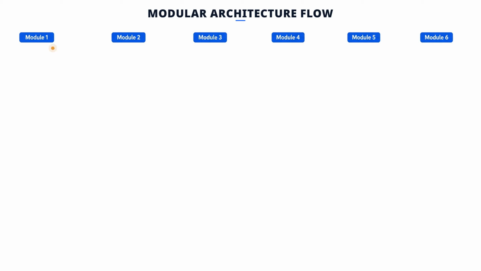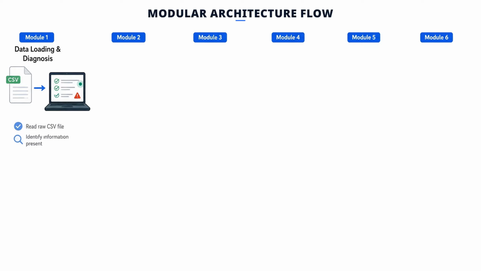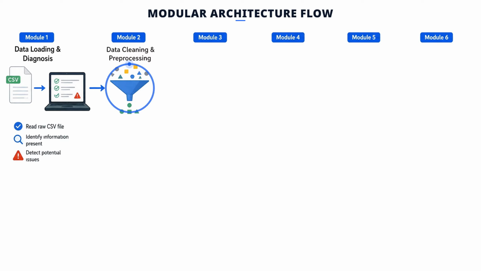It all starts right here with Module 1, our entry point. This is where the system reads in the raw CSV file. It immediately performs an initial check to detect potential issues or missing information before we even begin processing. Once we know what we're dealing with, we move to Module 2 for data cleaning and pre-processing. You can think of this stage as a filter that purifies our data. Here, the tool actively fixes the issues we just diagnosed, like filling in missing values or removing duplicates, so our math doesn't break later.